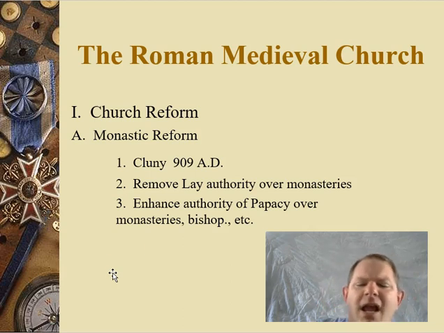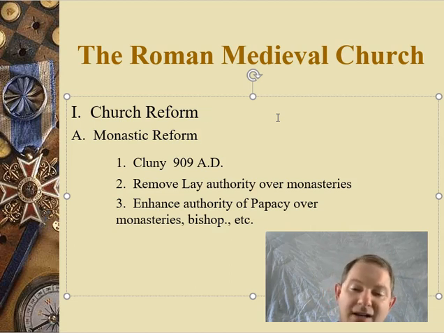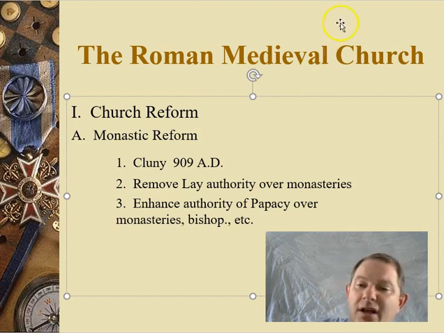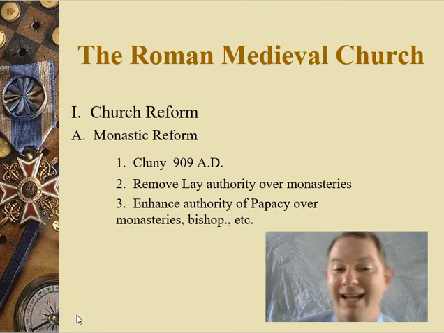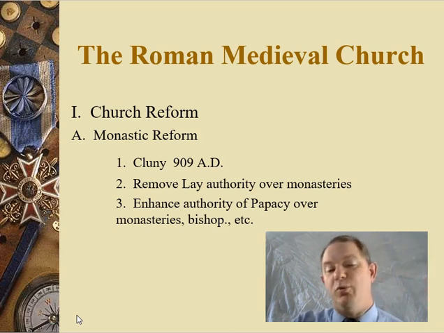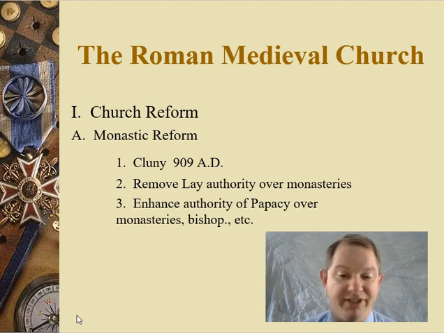And that reform movement is called the Cluniac Reform, which gave rise to a larger reform that began to target not only monasteries, but also most levels of the medieval church as well as medieval society. And so real quick, the reform movement began in an attempt to remove what we call lay authority, or basically everyday people's or secular people's authority over monasteries.